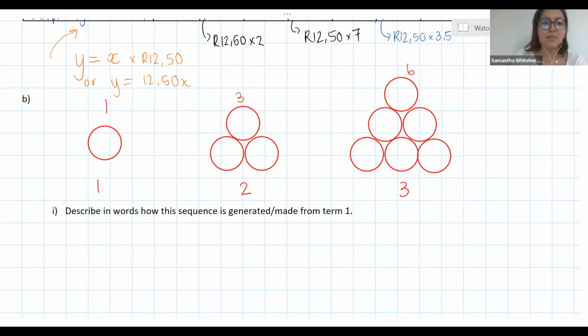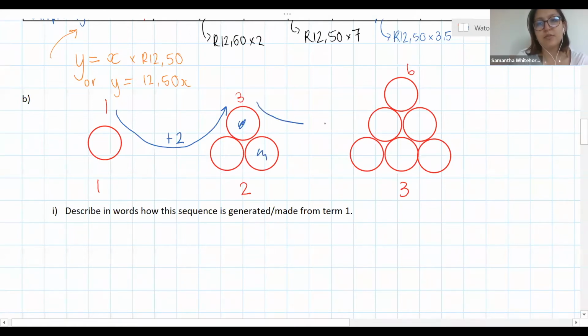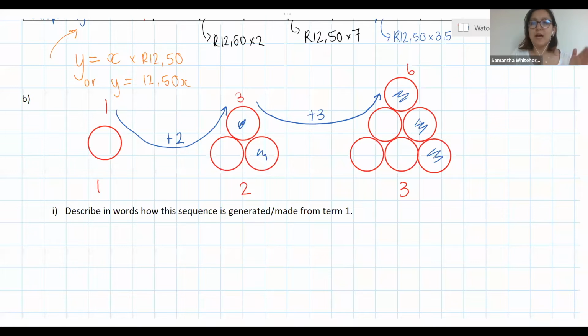So if we're adding circles from 1 circle to get to 3, I added 2 circles here. So there are my extra 2 circles that I added. Now to get from 3 circles to 6 circles, I'm adding an extra 3 circles. So there are my extra 3 that I added. And so what we can see is that as I'm going up, I'm adding 1 more each time.